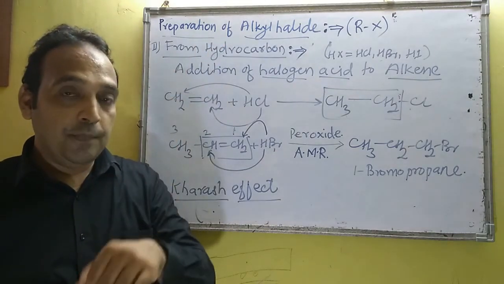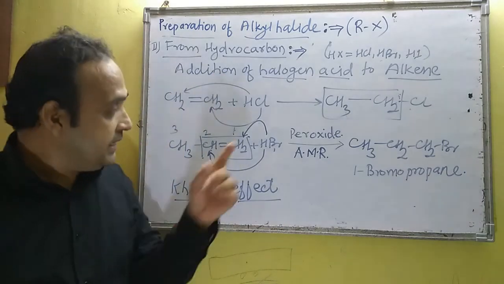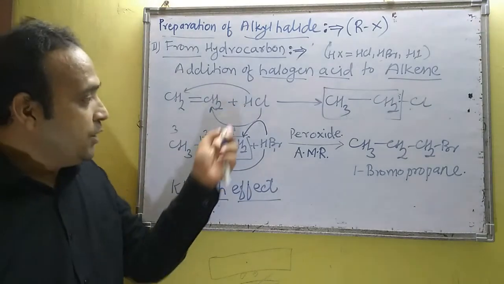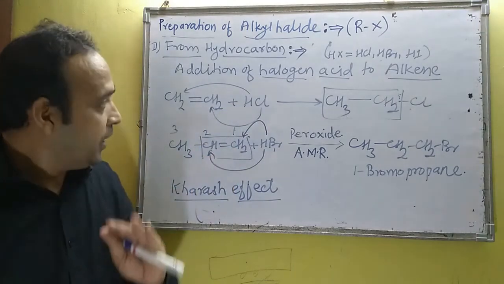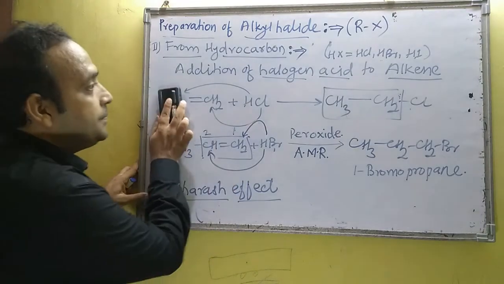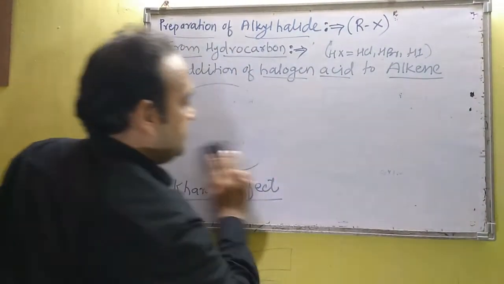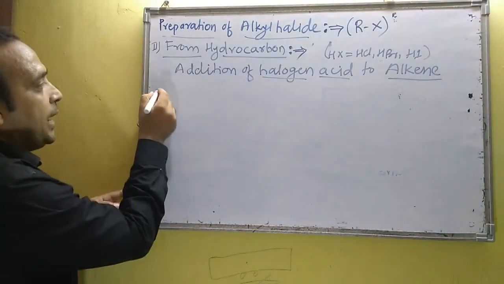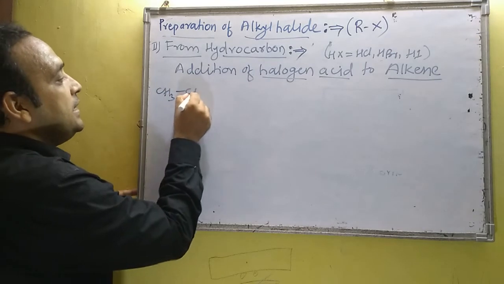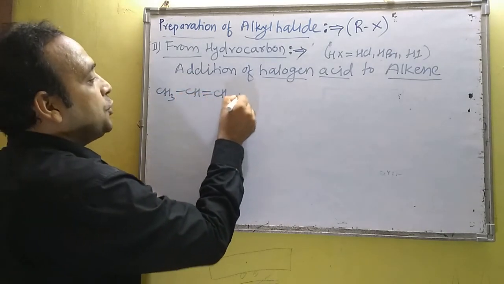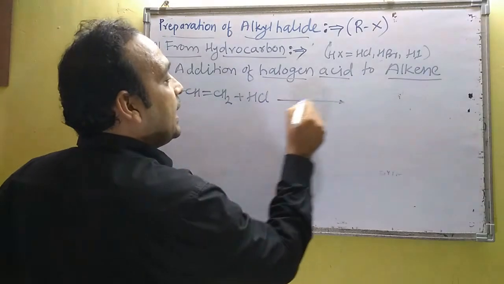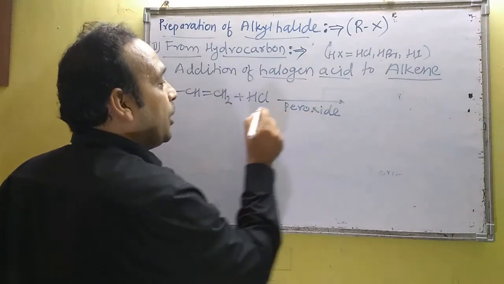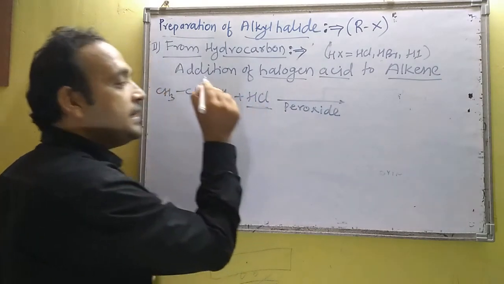Now let me cover one more example. Instead of HBr, suppose HCl is given to you. See, write these three examples in your notebook. I am just going to change the example. Now, instead of HBr, suppose I am writing here CH3 CH double bond CH2 plus HCl, and the condition given is peroxide, but my reagent is HCl.